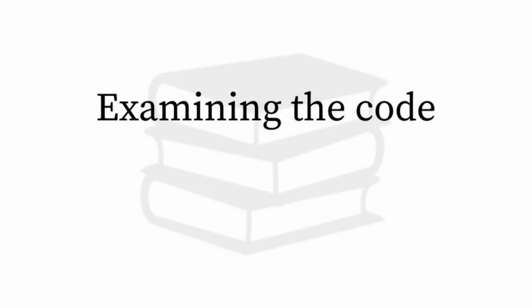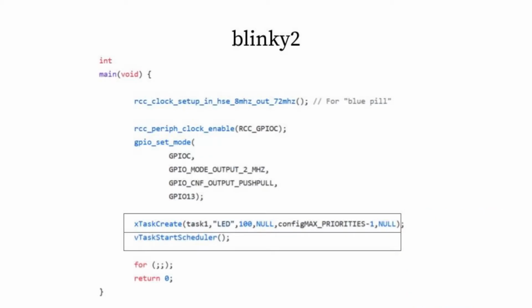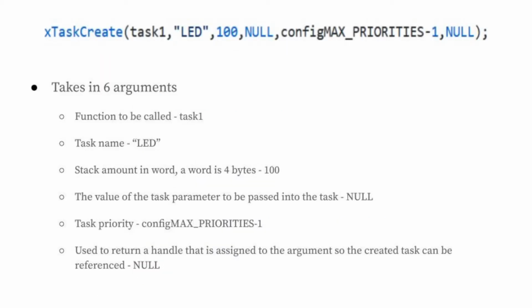Alright, without further ado, let's jump and take a closer look into the code. This code pretty much just blinks the LED. But there are two new functions in the main program: task create and task start scheduler. First, let's look at task create, which creates tasks, allocates stack memory to it, and its priority.